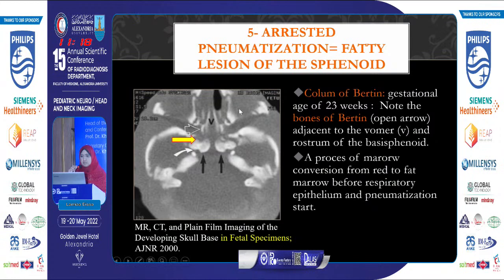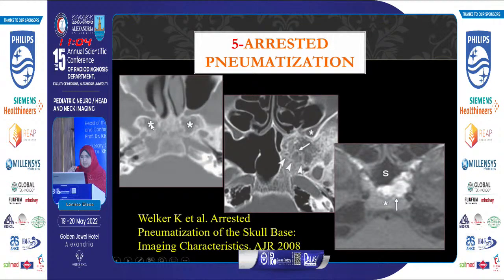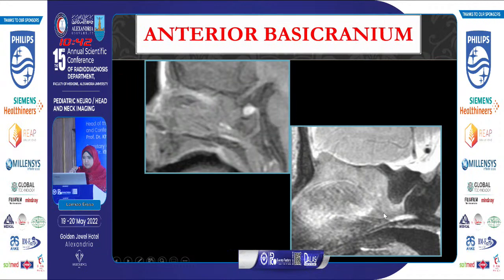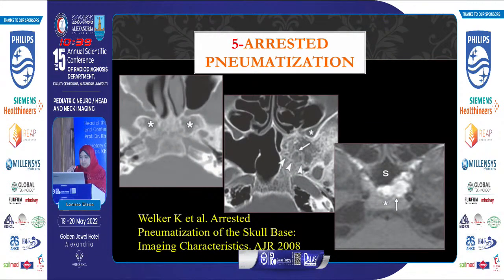So if this fails, and the failure is usually at the step of conversion from the fatty marrow to the pneumatization, this leads to what is called arrested pneumatization of the sphenoid bone, appearing like these areas here, maybe mimicking hemangiomas, or maybe even a more fuzzy-like appearance than this, and they may be mistaken for lesions. In MRI, this is shown as T1 hyperintense signal because it is full of fatty marrow and non-enhanced, and it is hyperintense relative to the skull base. So this is the last variant.